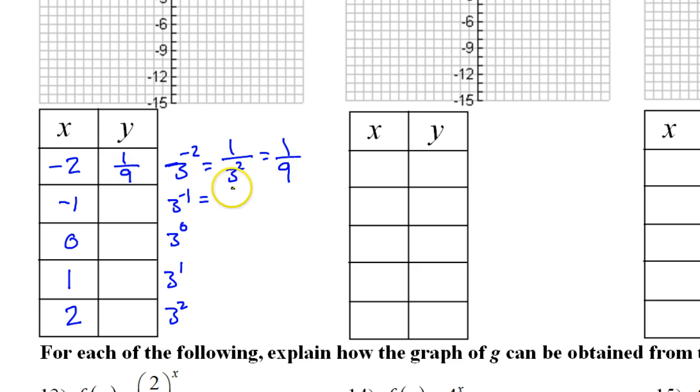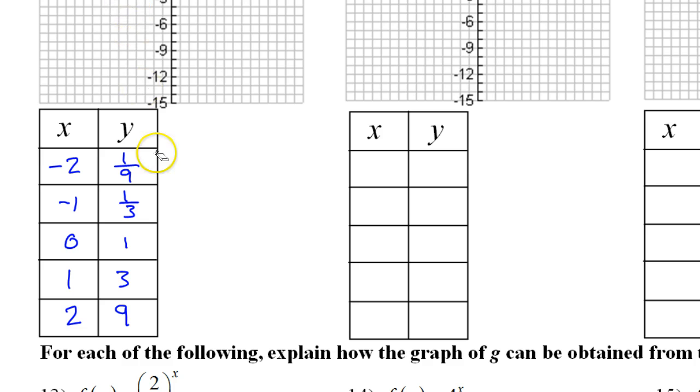3 to the -1 power is 1 over 3. Anything to the 0 power is 1. 3 to the 1 power is 3. 3 squared is 9. Alright, notice how these first two and the last two are reciprocals of each other. That'll make it easier for you if you recognize that this always happens when we follow this procedure. 3, 1/3, 9, 1/9. The middle one is always 0, 1 for the parent function. Now I'm going to erase this stuff to make room.